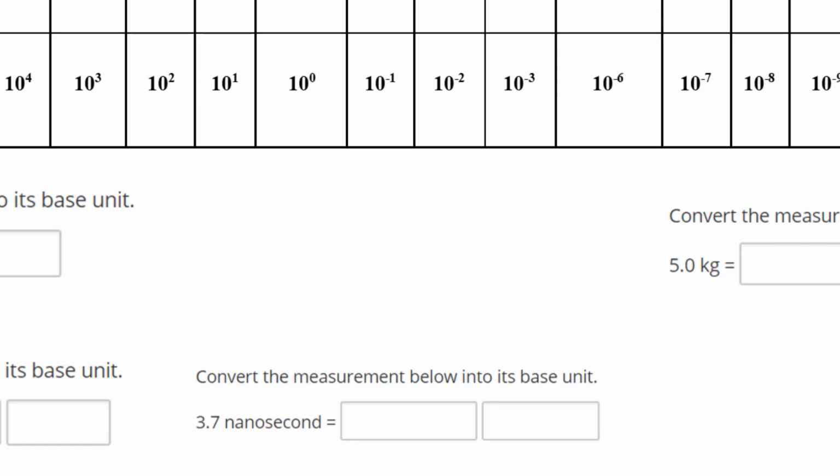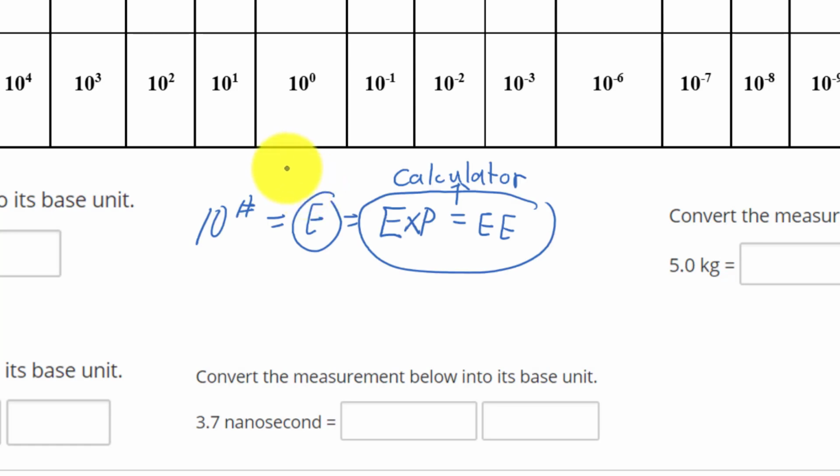Before we move on to the example, we need to know that 10 to the powers on computer programs have a capital E. On a calculator, it's EXP or capital EE on the calculator button.